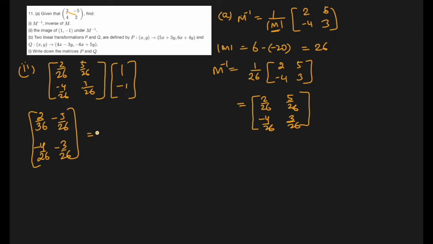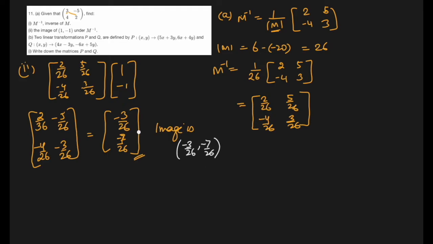That's the image. And that comes out to be how much? 2 minus 5 is negative 3 over 26, and negative 7 over 26. That's the one. If you want to write, the image is negative 3 over 26, comma, negative 7 over 26. B.